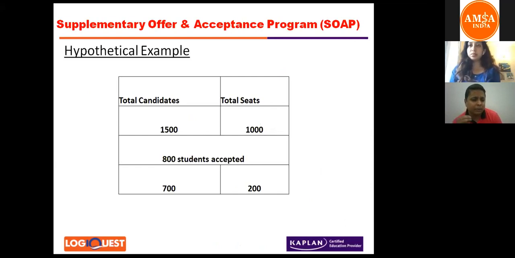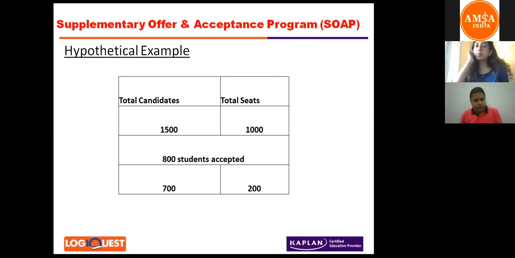This is a very hypothetical example. Let's say, for example, in this particular season, we had 1,500 candidates who had applied for residency against a total of 1,000 seats which were offered by these US universities and hospitals. Assuming 800 got through and 200 students were unlucky, like candidate number 2 and candidate number 5, who could not get a spot.